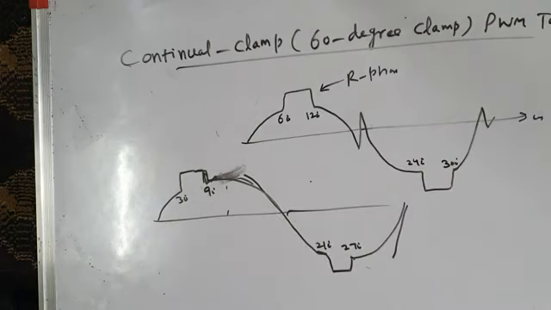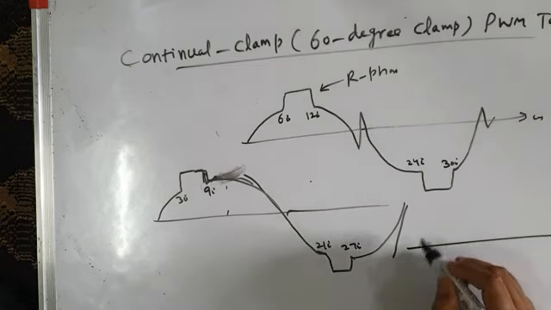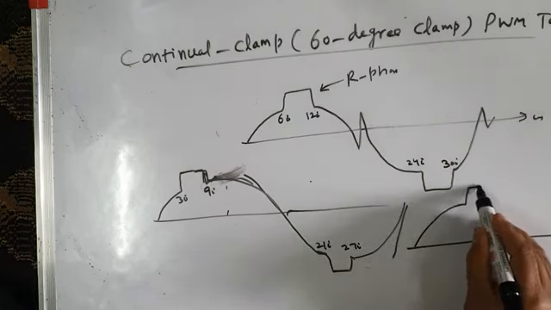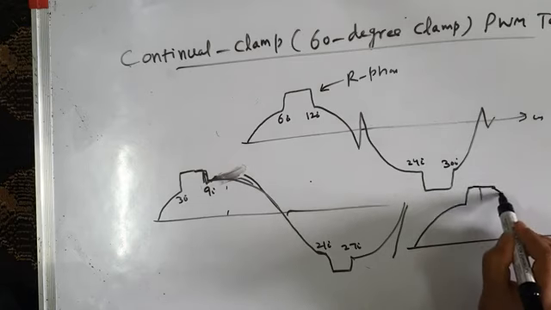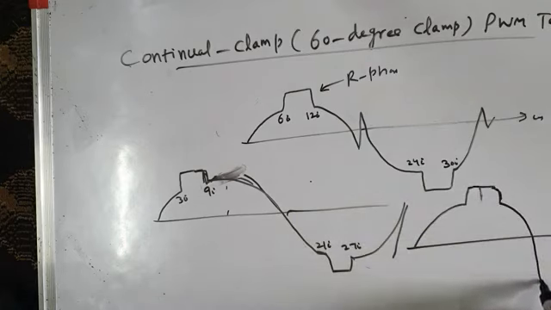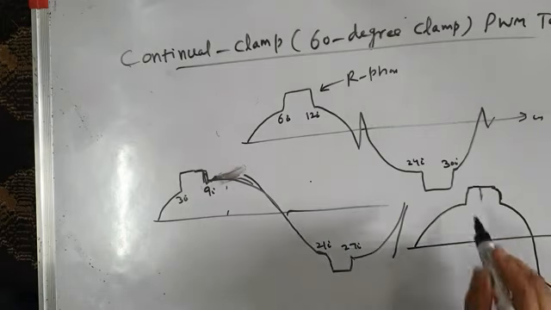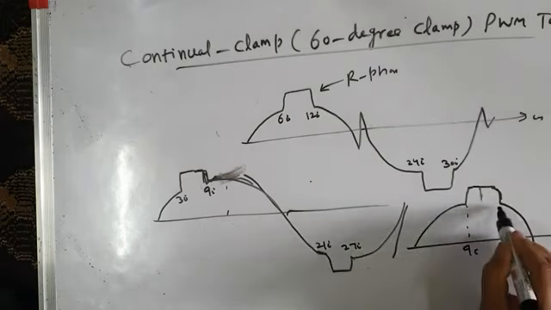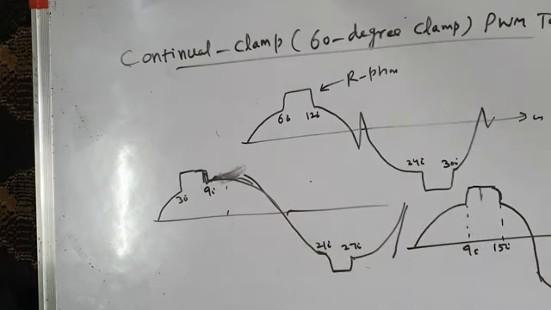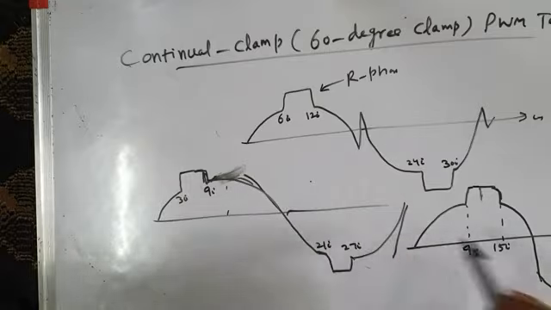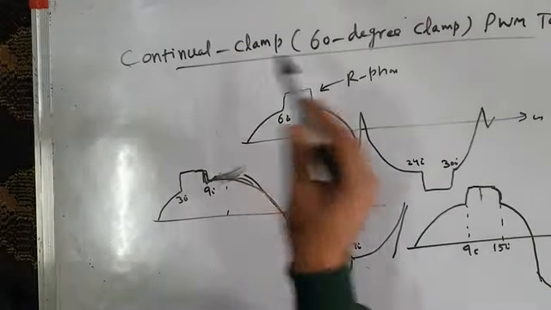Another variation which was discussed by us, if you remember, was like this. Clamping was done from 90 degrees onwards. For example, clamping was done from 90 degrees to 90 plus 60, that is 150 degrees, in the positive half cycle, and in the negative half cycle 270 degrees to 270 plus 60, that is 330 degrees. That is in the second quarter of the half cycle. So these are the three variations of 60-degree clamp PWM or continual clamp PWM.